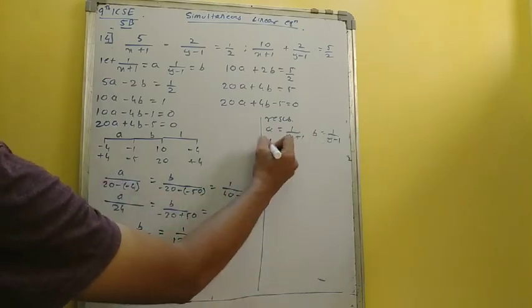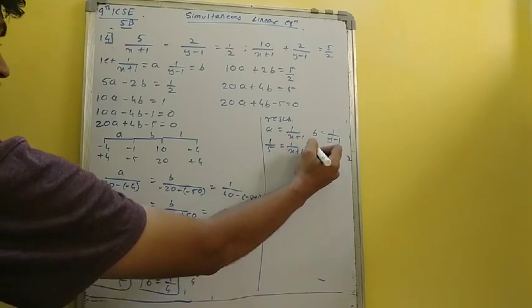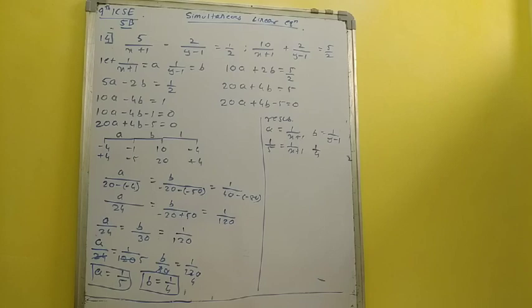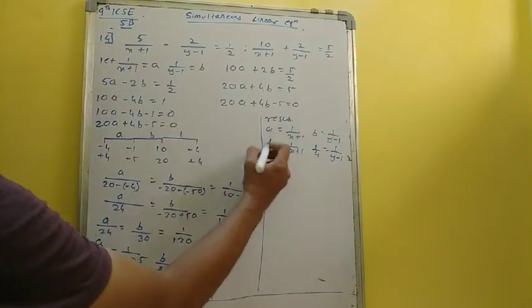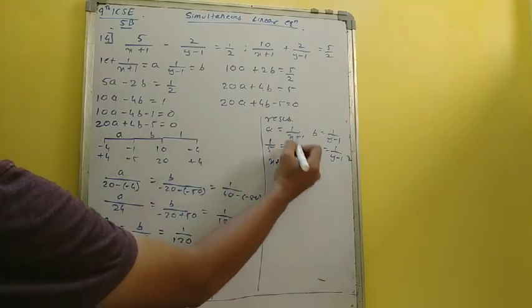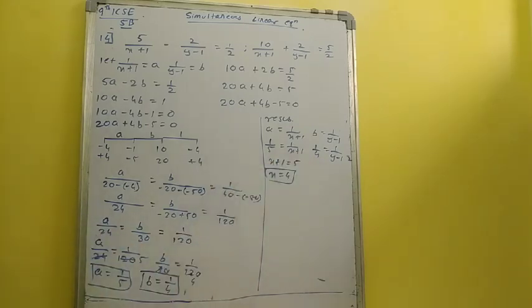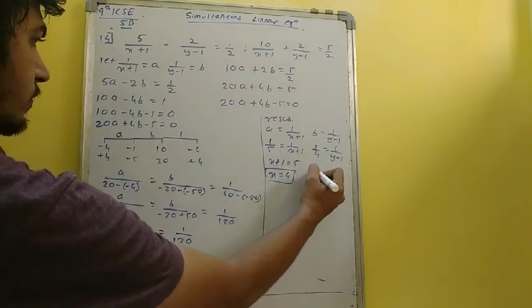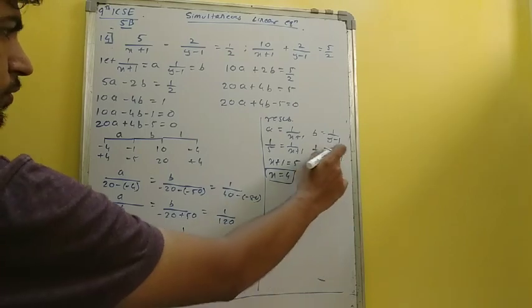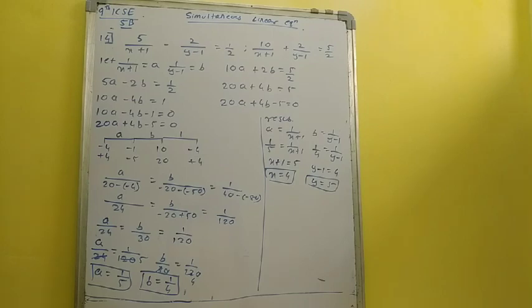a is equal to 1 upon x plus 1 and b is equal to 1 upon y minus 1. So what is the value of a? 1 upon 5 is equal to 1 upon x plus 1. B is 1 upon 4 is equal to 1 upon y minus 1. So this will go that side. So x plus 1 is equal to 5. So value of x is equal to minus 1 will go there, get subtracted. We have x is equal to 4, and over here y minus 1 is equal to 4. Minus 1 will go there, and we have value of y is equal to 5.